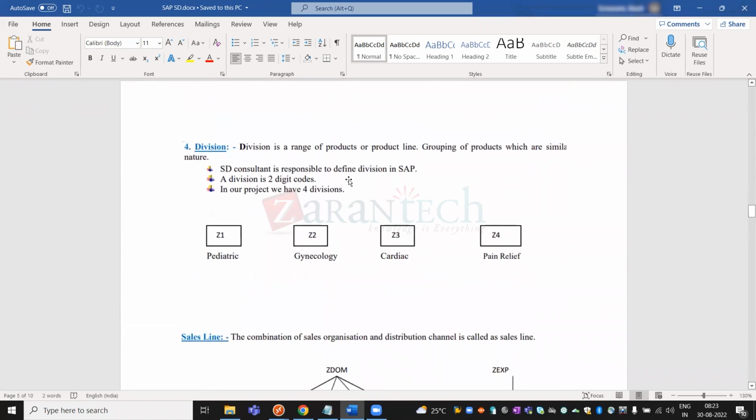Then division. Division is basically your range of product or product line. Means you want to buy a mobile, so there are different companies in the market like Nokia, Samsung, Realme, and so on. This is basically the range of your product. Means like, give me Samsung, Nokia, iPhone, Apple, all different brands. Suppose you want to buy certain foods or any other product, so there are multiple categories of food. Likewise, pediatric, gynecology, cardiac are different departments in a hospital. And it is basically a 2-digit code, division.